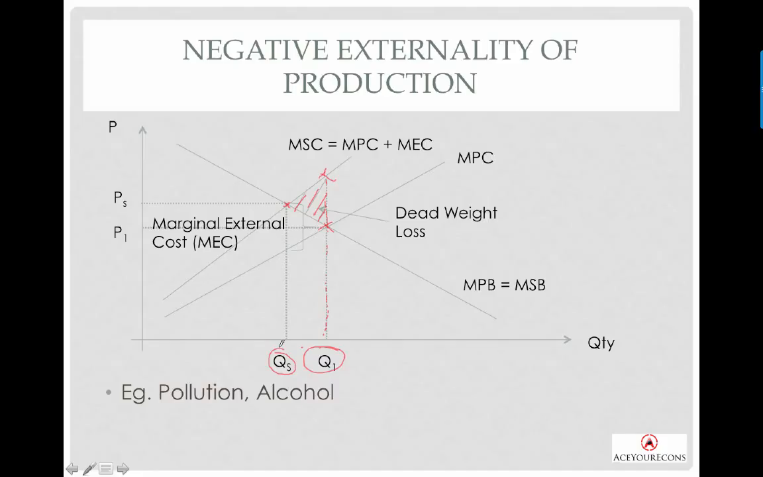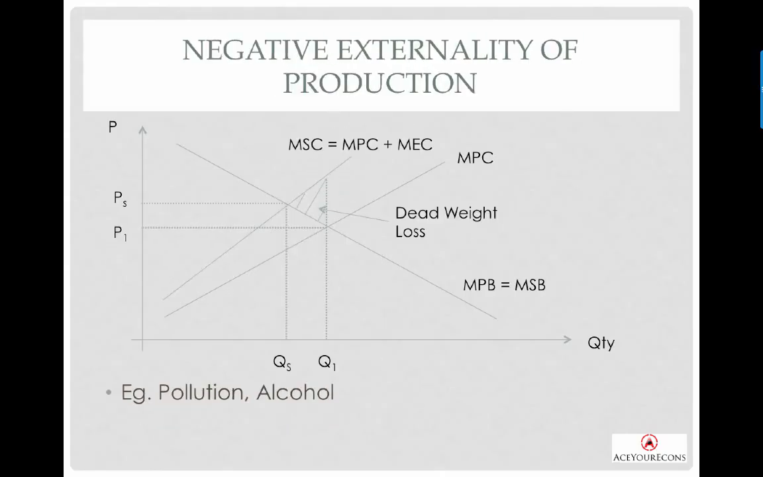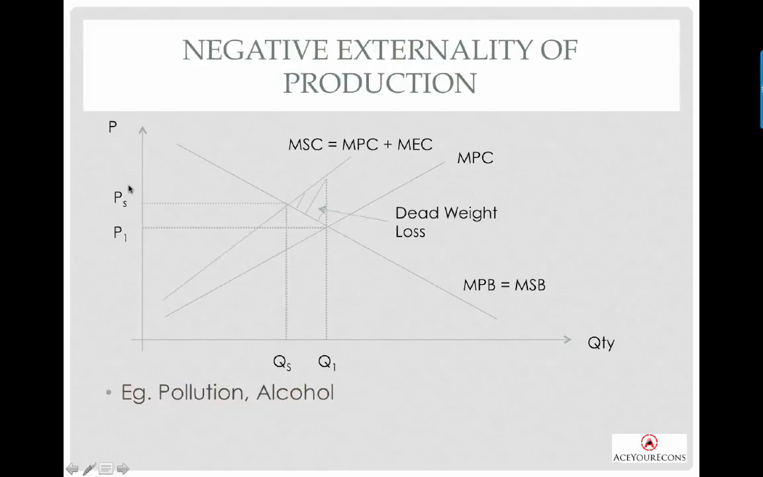So you actually see that in these two diagrams, they do share similarities. One is underproduction, the other one is underconsumption, and the other one is overproduction. And there is inefficient allocation of resources, and because of externality, your pricing mechanism does not reflect the true value of the good. You realize that the pricing mechanism did not recognize the true value of the good as compared to PS, which is the socially optimum price.